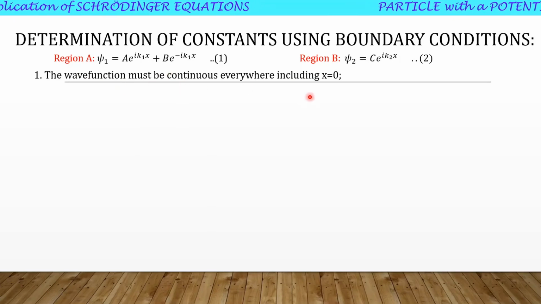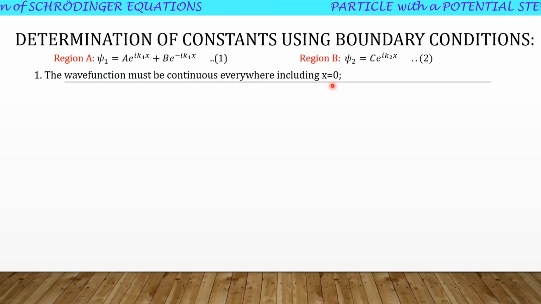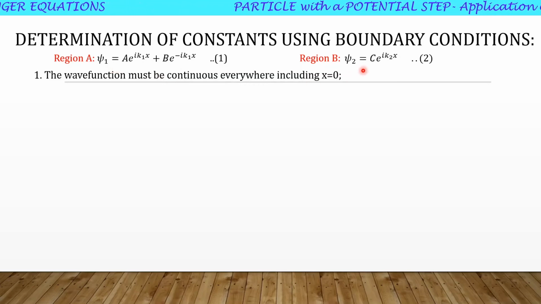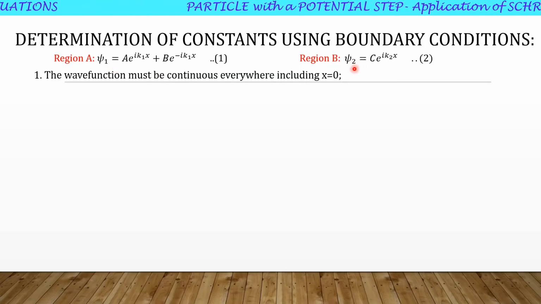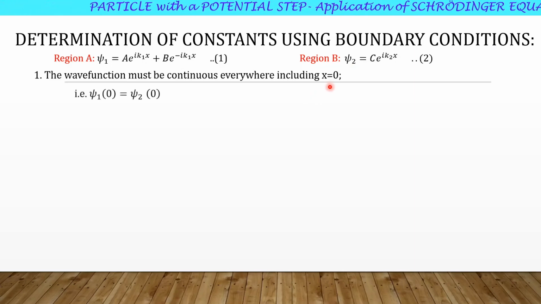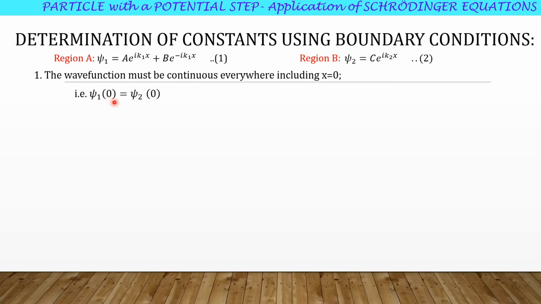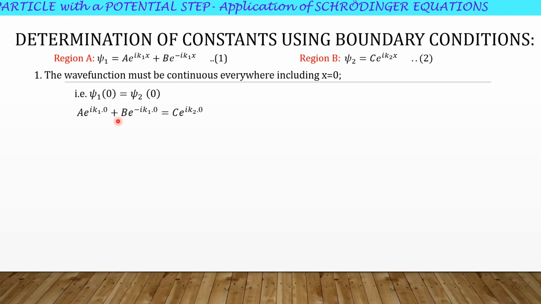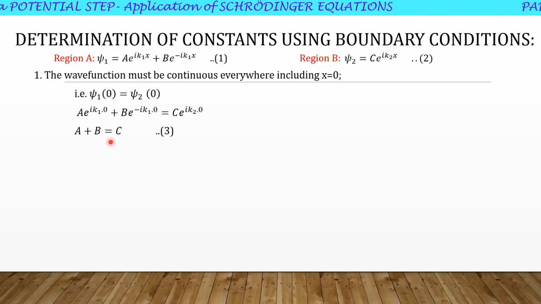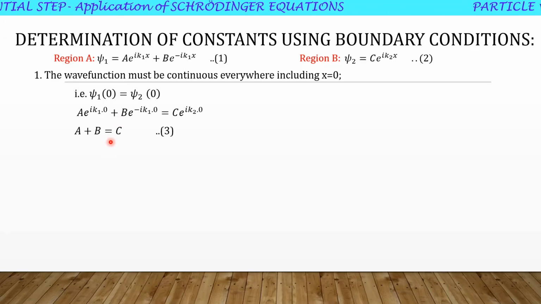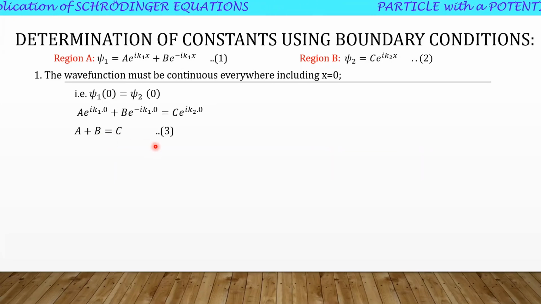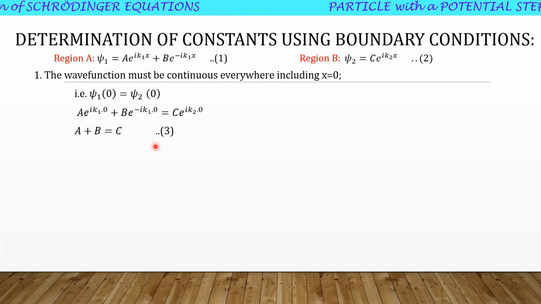Since there is a discontinuity at x equal to 0 for the potential, the wave function in region A, which is psi1, and the wave function in region B, psi2, must be equal at x equal to 0. So I just substitute the values and put x equal to 0. And from here, I arrive at this result of arbitrary constants, which is a plus b is equal to c. I label this equation as equation 3.